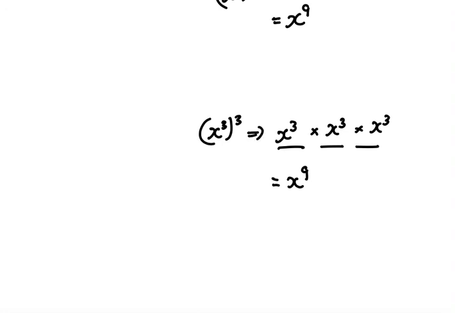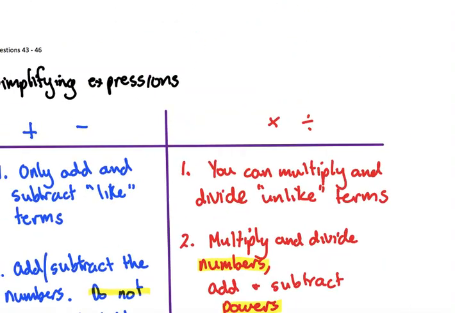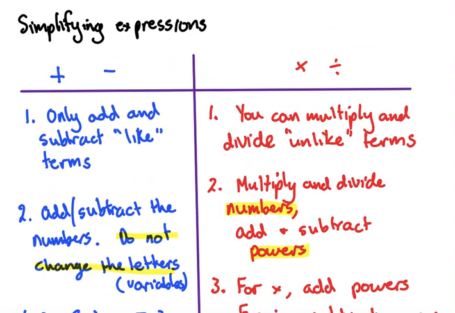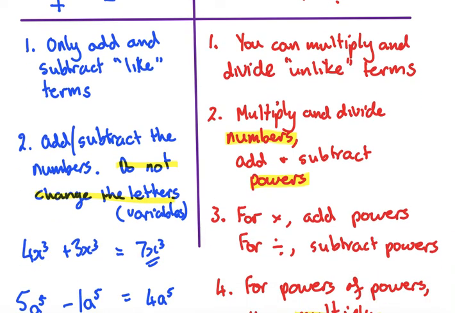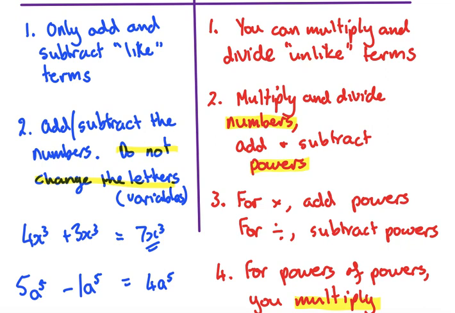If you keep all those rules sorted, make sure that you apply your adding and subtracting rules when you add and subtract expressions. Apply your multiplying and dividing rules when you're multiplying and dividing expressions, and you should get your algebra correct.